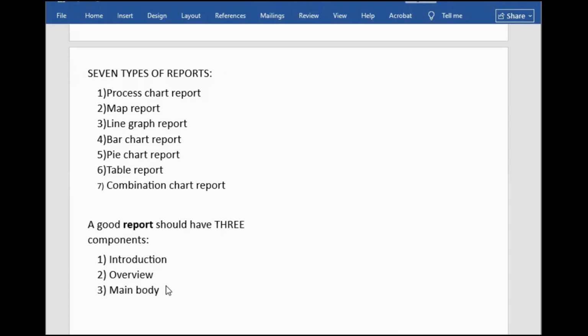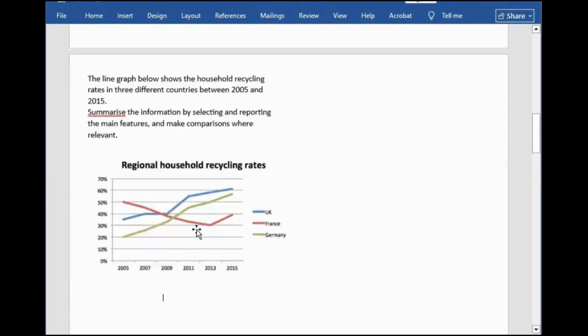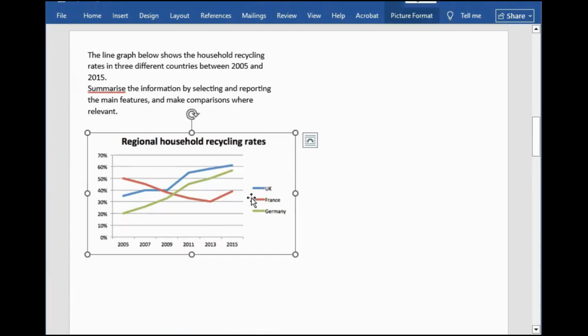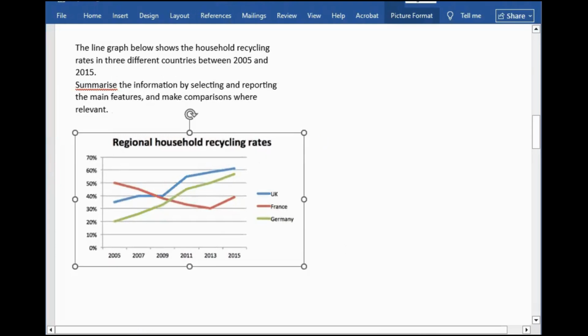Now, let's look at the reports that I have here. I'm going to be using some examples here to show you how to write a good task one report. Let's start with this. I'll write introduction for all of them, overview for all of them, and then main body for all of them. I'm going to move very fast, but I want you to follow closely. At the same time, I'm not going to be too fast for you to grab what I'm talking about. I'll try and make sure I'm as clear as possible.